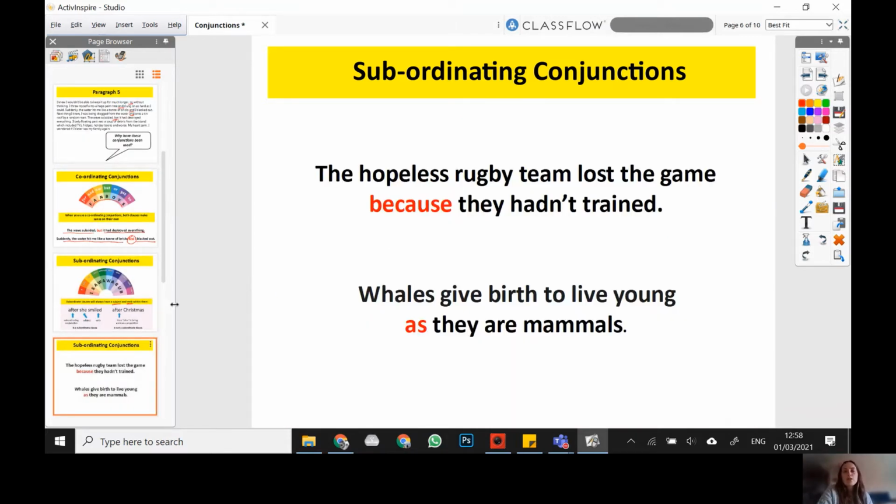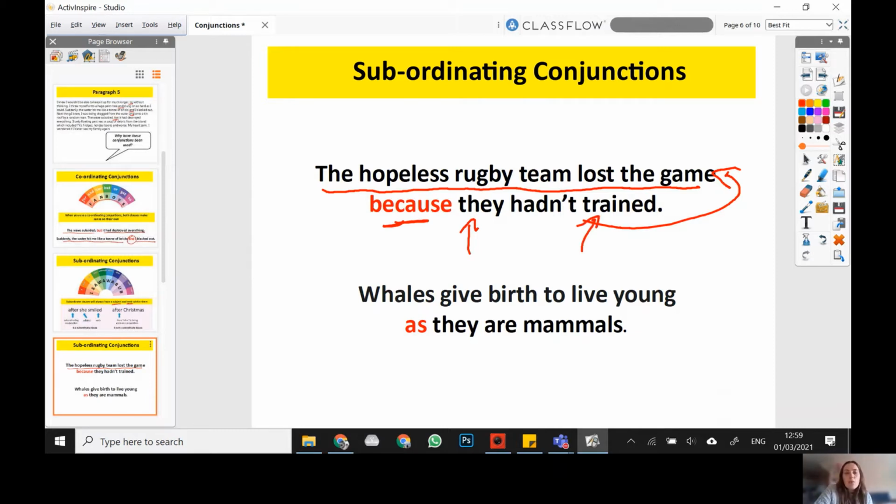For example, the hopeless rugby team lost the game because they hadn't trained. So I've got one main clause here. That could be the end of the sentence and it makes sense. The hopeless rugby team lost the game. But I have a bit of secondary information here. They hadn't trained. This does not make sense by itself. It wouldn't be a great sentence. However, my subordinating conjunction links this bit of information to the main clause. Okay, so I know that it was because they had not trained that they lost the game. And I can see that there is a subject and a verb in my subordinating clause.